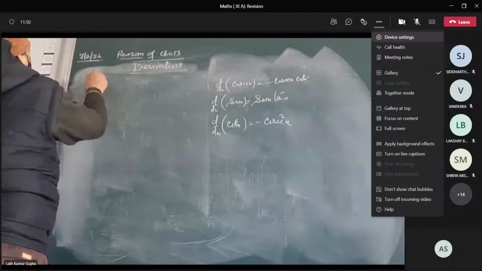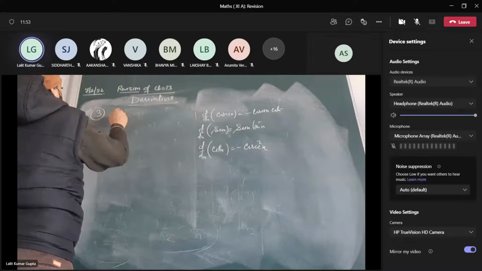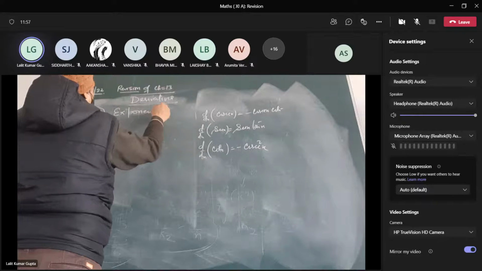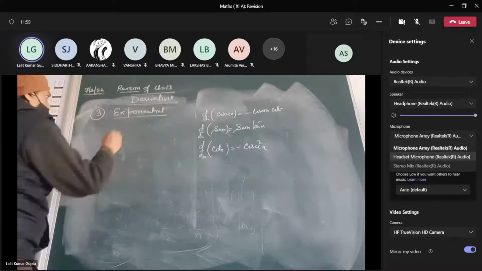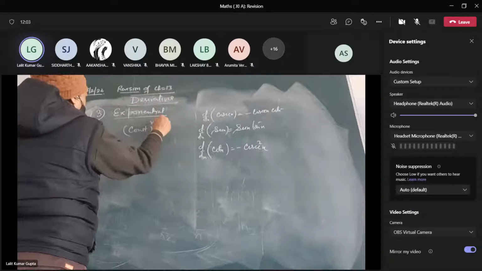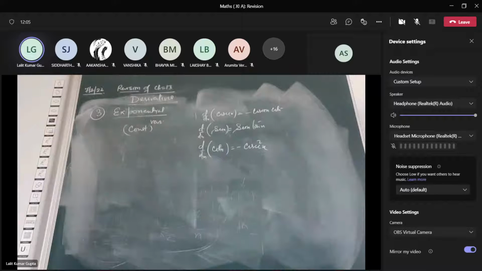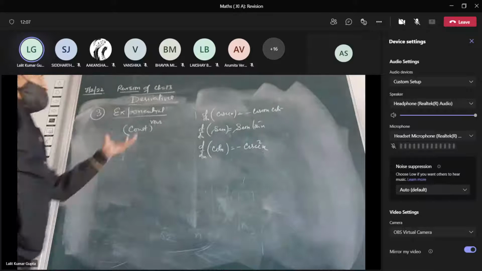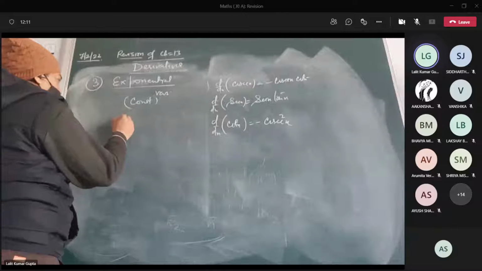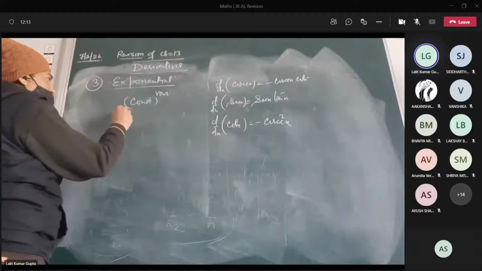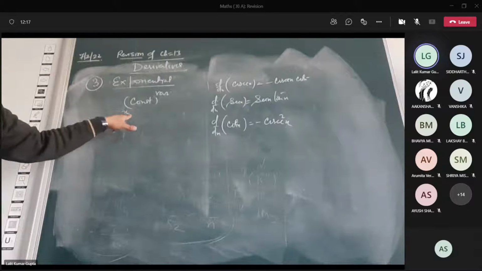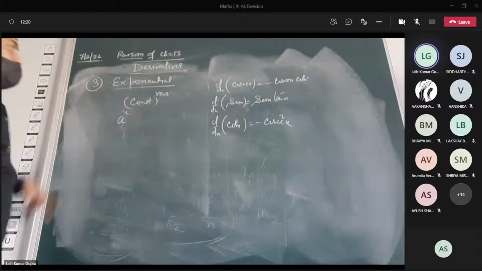Now third is exponential. What does exponential mean? Constant raised to the power variable is known as the exponential category. And you know that an example of this is, if a is a constant and variable x, a raised to the power x is in the category of exponential.